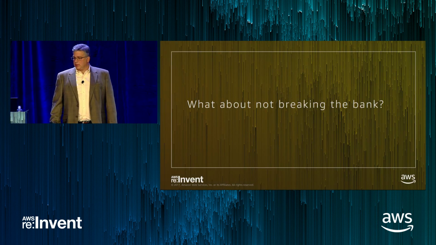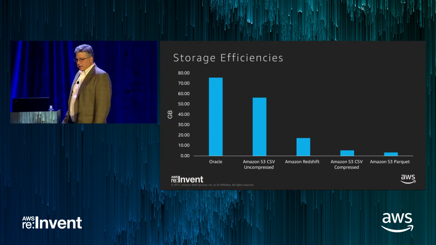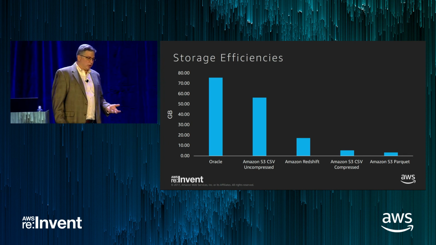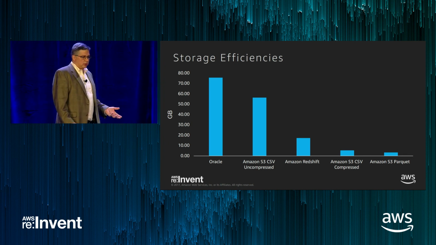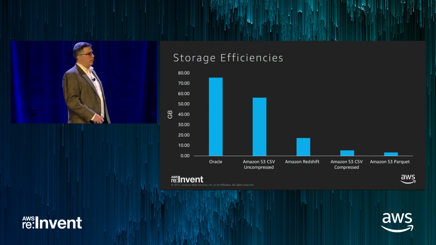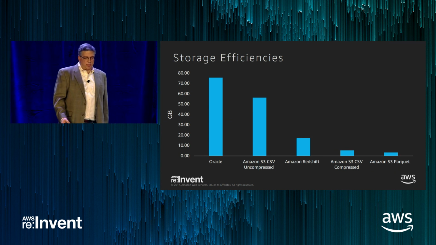Okay. Now we don't want to break the bank. We said that at the beginning. So we're going to talk about some of the efficiencies that you gain that will ultimately net you dollars. So the first is storage efficiencies. When you're storing data, you pay for what storage you need to store that data, whether you store it on-premise or whether you store it on AWS.